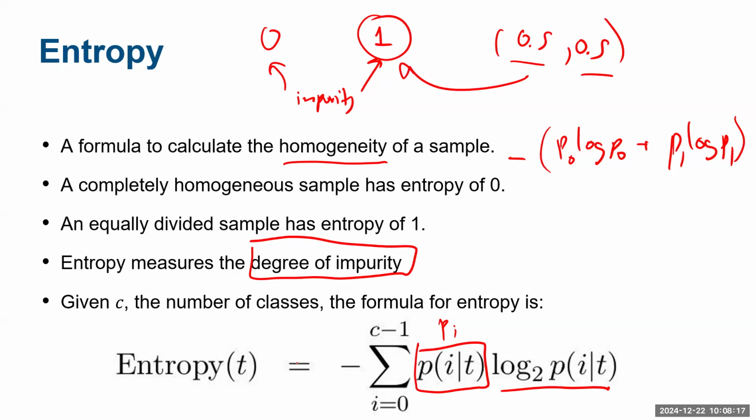So let's see if this equation actually gives us what we want. 0.5 should give us 1. Which distribution should give us 0? What is the best possible outcome? It's going to be either 0, 1 or 1, 0. 100% is in one class. That is the purest form, the purest data set. All the data are in the same class.